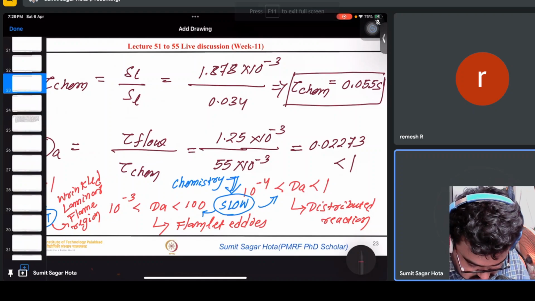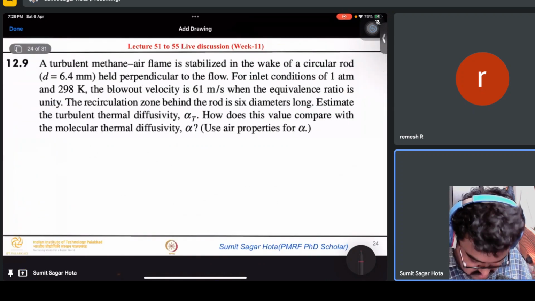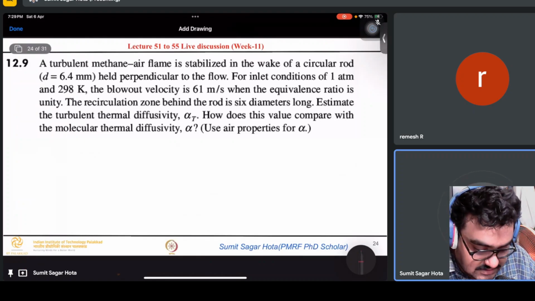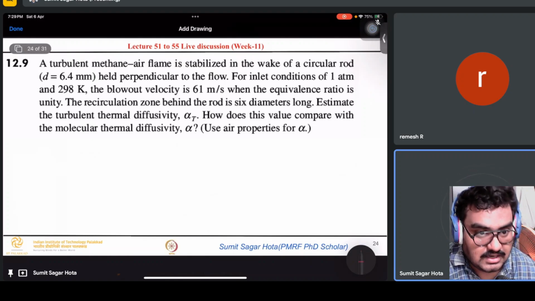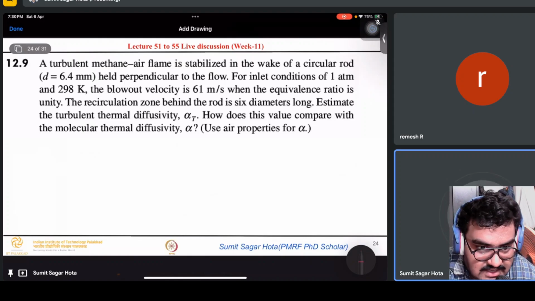So, this is also a turbulent methane air flame stabilized in the wake of a circular rod of 6.4 mm held perpendicular to the flow. For inlet condition of 1 atmospheric and 298 Kelvin, the blowout velocity is 61 meter per second when the equivalence ratio is unity. Okay, that means the stoichiometric condition. The recirculation zone behind the rod is 6 diameter long. Estimate the turbulent thermal diffusivity alpha T. How does the value compare with the molecular thermal diffusivity alpha? Use air properties of alpha.